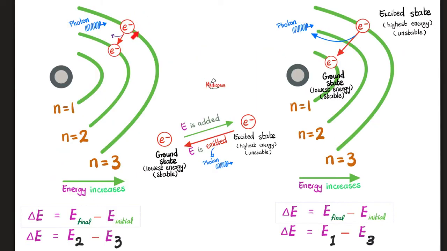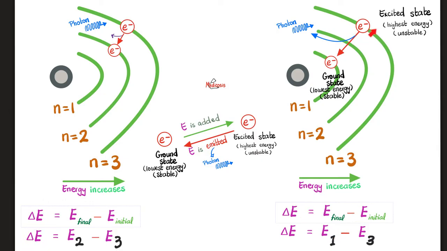Examples. Suppose that the electron was here in the third shell and then decided to descend to the second shell, going from high to low. It is releasing energy. How can I calculate the delta E, the difference in energy? Energy final minus energy initial. In this case, it's the energy of the second shell, the final, minus the energy of the third shell, initial. And since the energy of the initial is larger than the energy final, therefore this delta E will be a negative number.